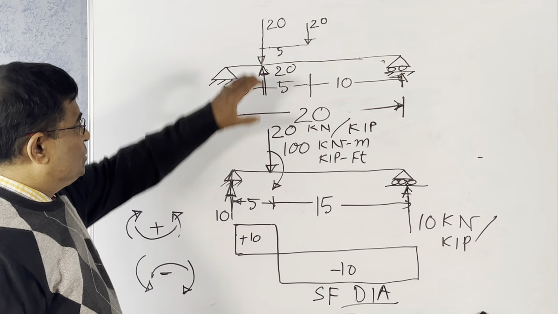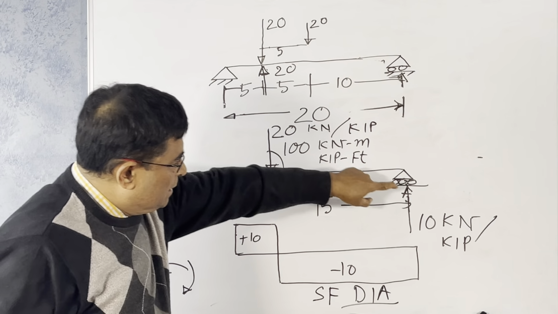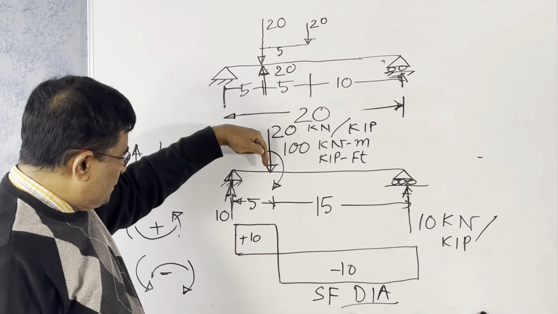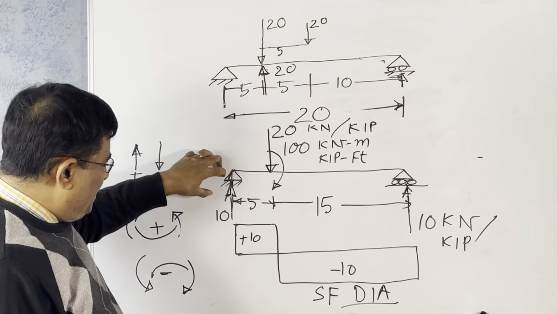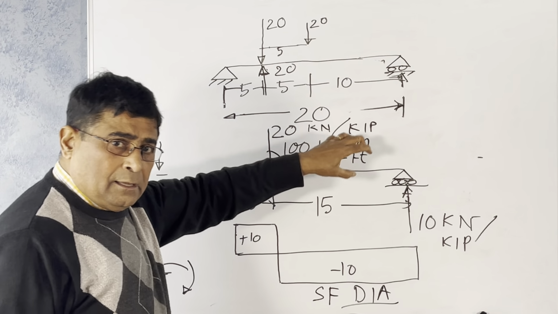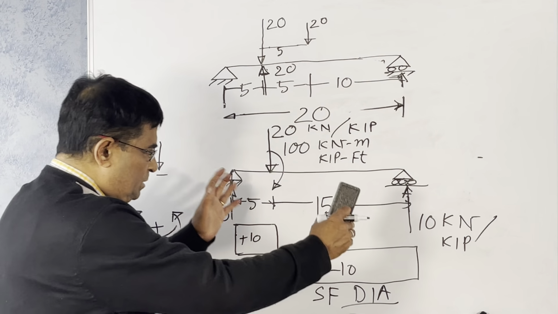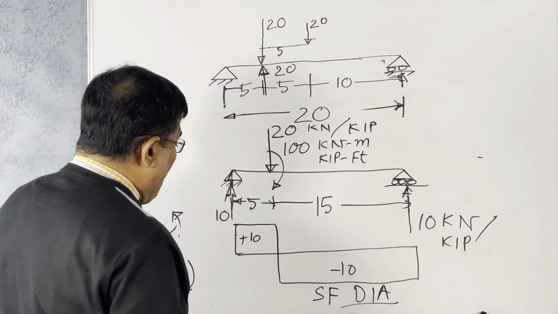When you find the reactions of the bracket, whatever moment you get, it will have equal effect on both the supports. But the force has a different effect because it is closer to this. Higher percentage will be here, lesser percentage is there, and the percentage I calculate by the ratio of the distance. This is very simple.